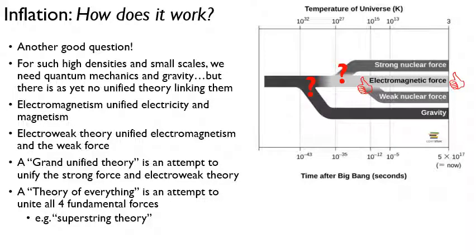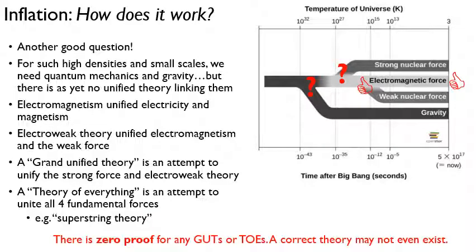If we want to go to inflation, to the very beginning, we really need a theory of everything. We need to not only link the strong force to the electroweak force, we need to link that to the theory of gravity. And so this is a theory that would explain all four fundamental forces in one coherent framework. So an example, an attempt at this is something called superstring theory, but I want to emphasize there is zero proof for any grand unified theory or GUT or a theory of everything, a TOE. There's just no direct evidence that these exist.